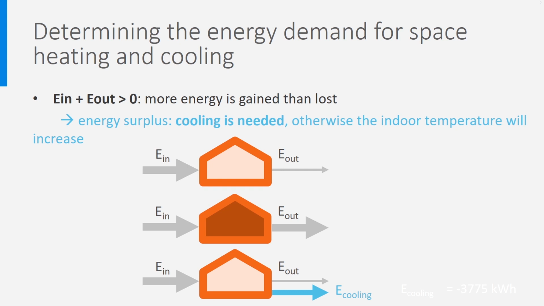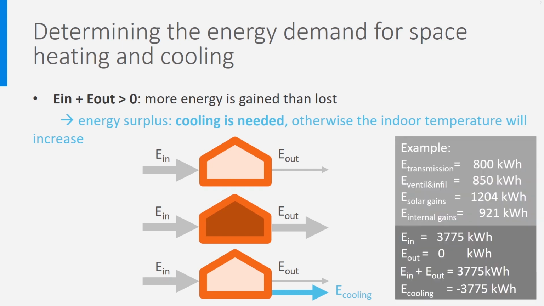Let's take again the example of a building with indoor temperature 20 degrees and take a warm day in the year where the transmission energy is 800 kilowatt hour. Ventilation and infiltration are 850. Solar gains are 1204 and internal heat gains are 921 kilowatt hour. So the energy in consists of the solar gains, internal heat gains, and also of the transmission and ventilation and infiltration, as these are positive. It amounts therefore to 3775 kilowatt hour.